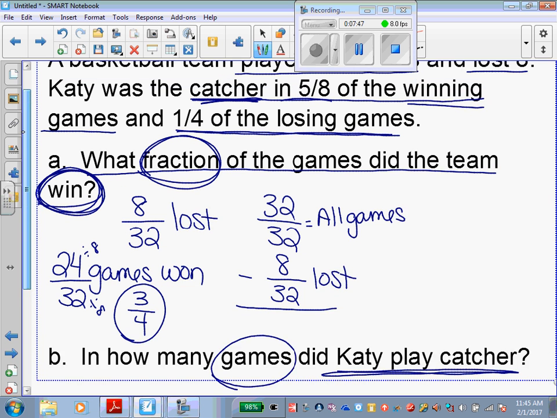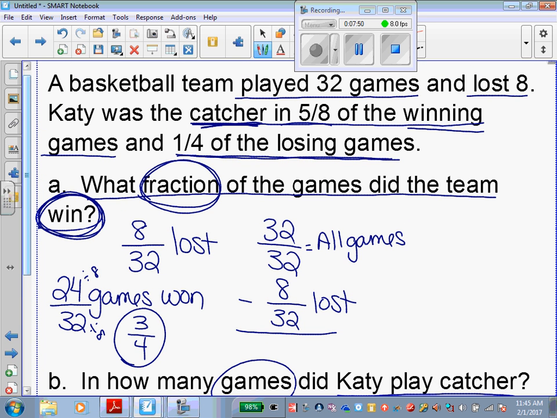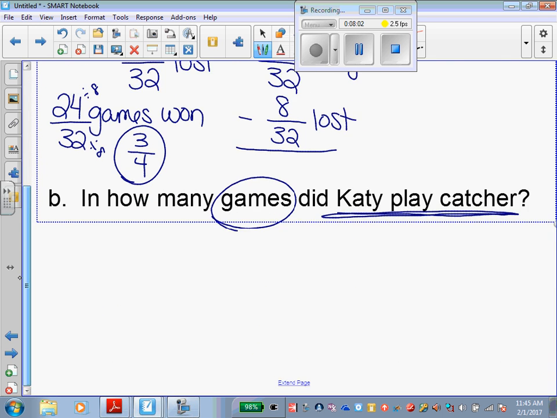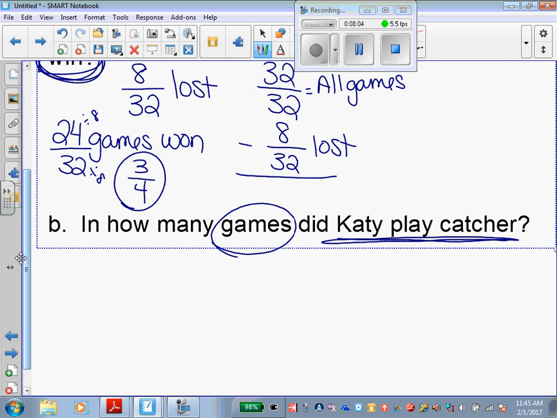All right, so let's go back up to the problem. What's important about Katie? Michael. So she was the catcher in 5/8 of the winning games. Okay, let's pause that. She was catcher in 5/8 of the winning games. 5/8 of winning games. How many games did they win?